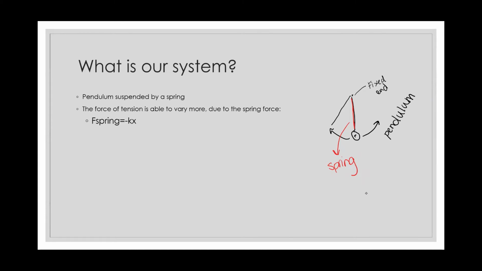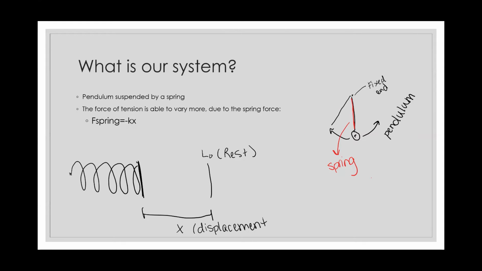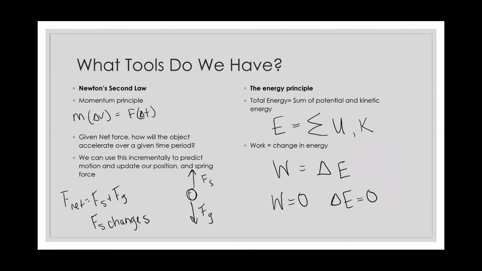So what is our system? We have a mass suspended by a spring with one fixed end. When dropped from rest, it will swing like a pendulum and also oscillate up and down due to the spring force, giving the mass an elliptical motion. This is because as the mass swings, the spring force changes. This is because the spring force is proportional to the displacement or the compression and extension of the spring.